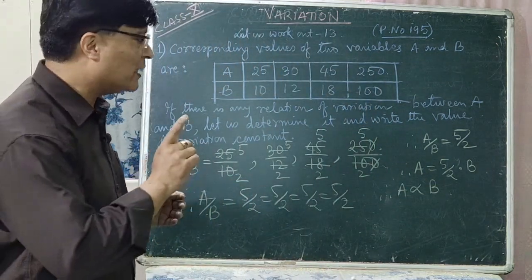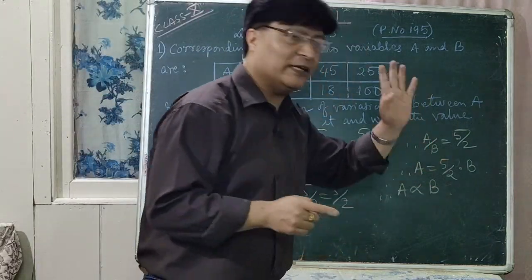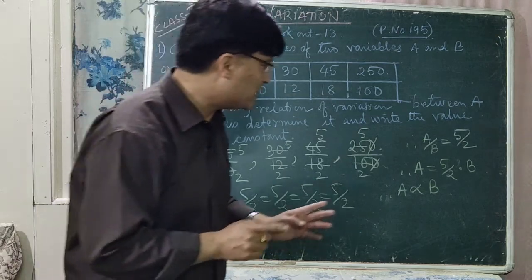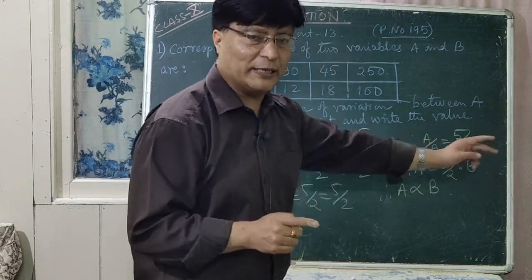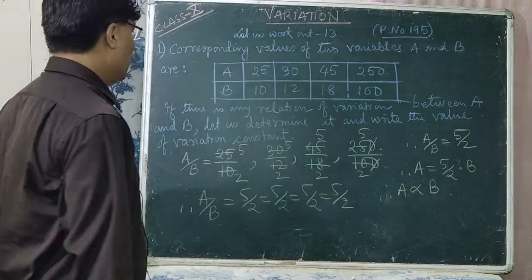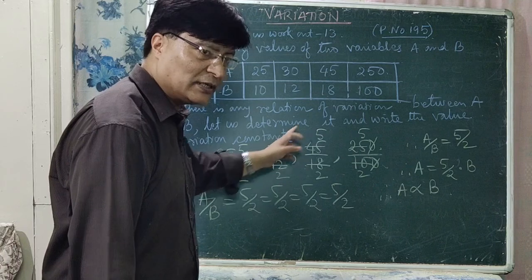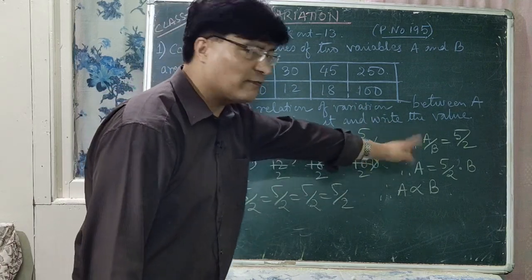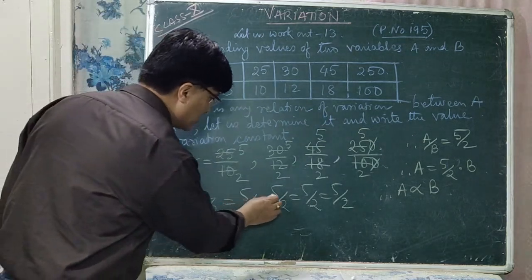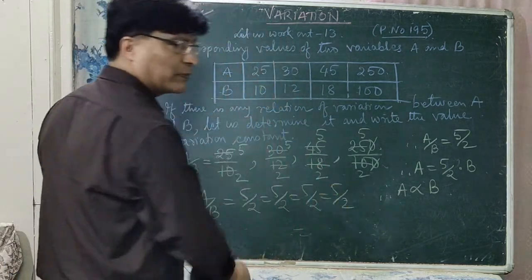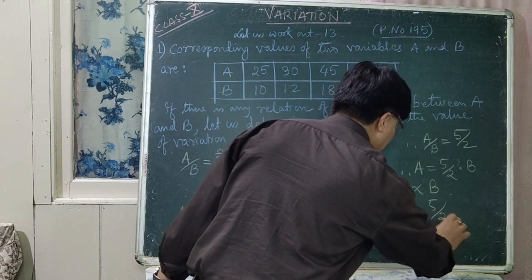So what type of relation is there between A and B? A is in direct variation with B. And mathematically we can write down this one. A is directly proportional to B. And what is the value of variation constant? The value of variation constant is 5 by 2. यहाँ के value छ? 5 by 2. सबैमा त constant है 5 by 2, 5 by 2, 5 by 2, 5 by 2. That is K is equal to 5 by 2.